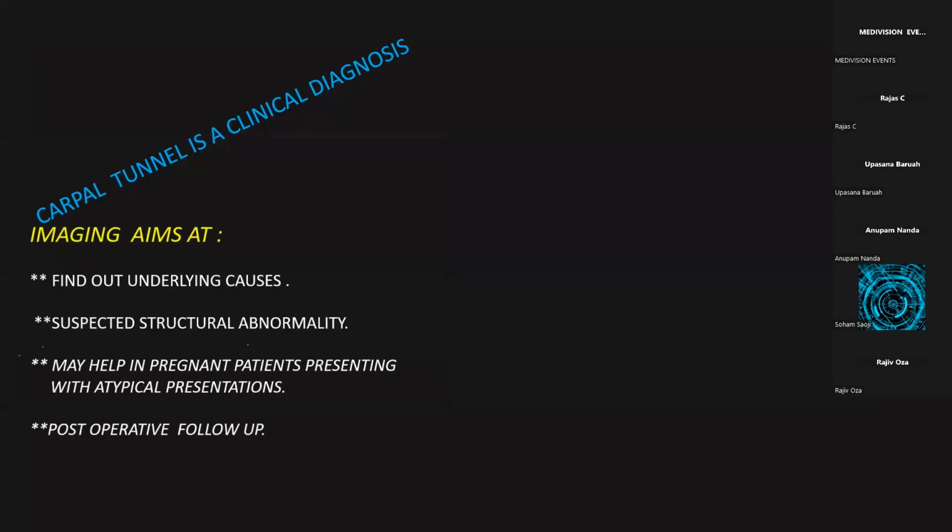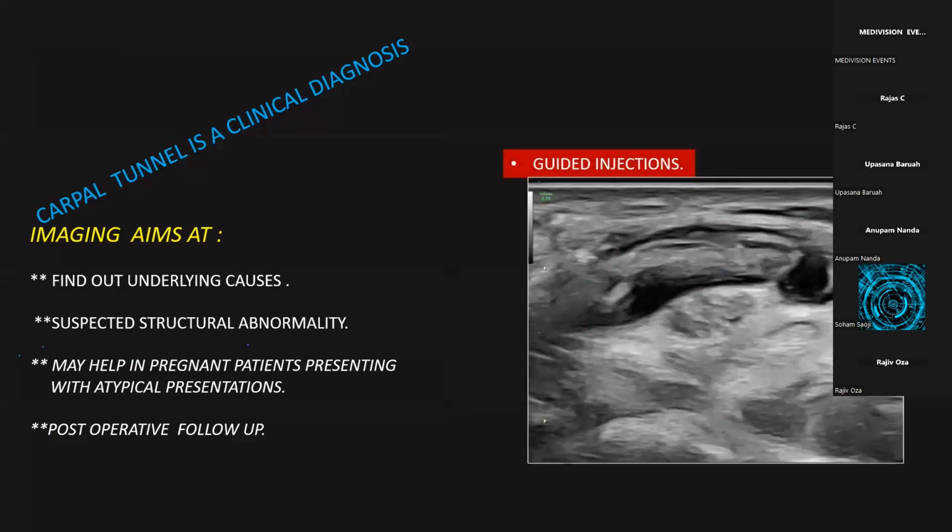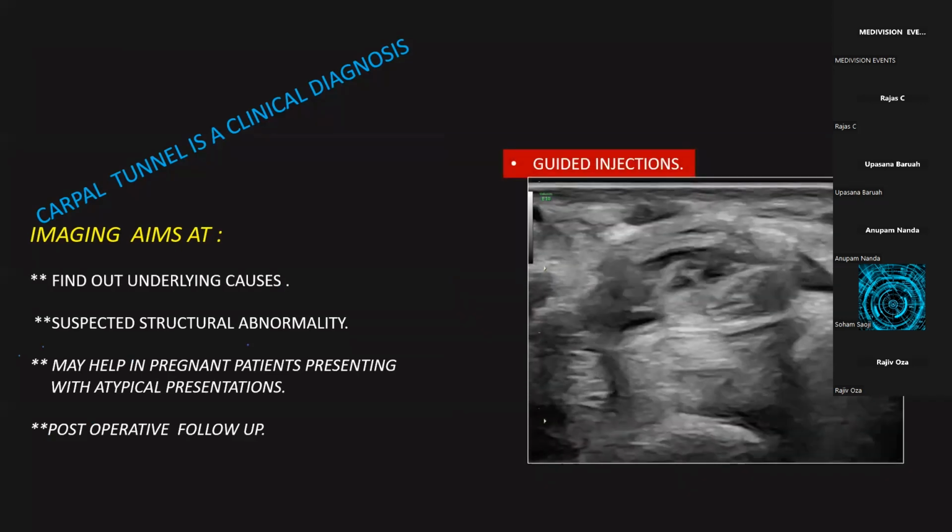Then what is the role of imaging? Our role is to find out the underlying cause. In cases of suspected structural anomaly, you have to look for that. In pregnant patients, usually they present with very atypical presentation. There we have a role, and also in post-operative follow-up and guided injections.